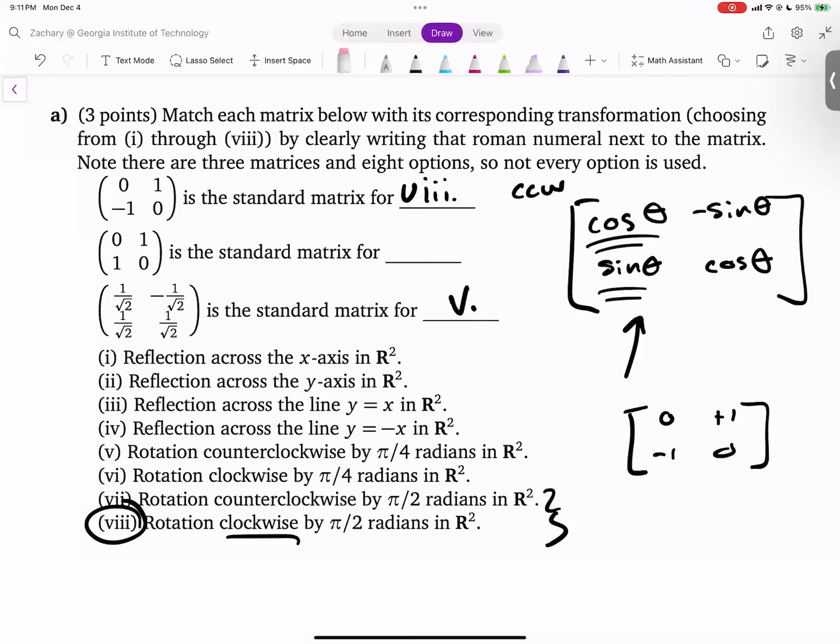The second one says the standard matrix for this. A way that you can think about this is if we multiply xy by that matrix, instead of xy, we're going to get yx, right? So what we're doing is flipping x and y. And what is that the same thing as doing? It's the same thing as reflecting across x equals y.